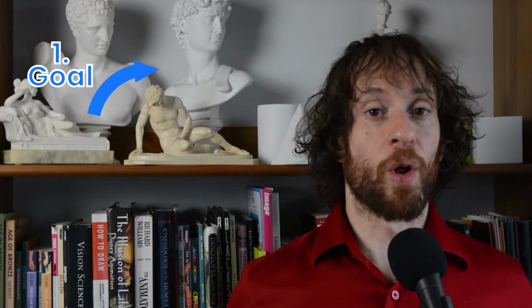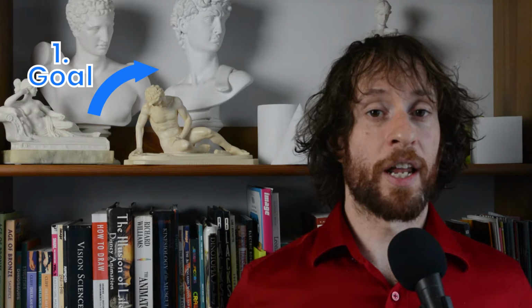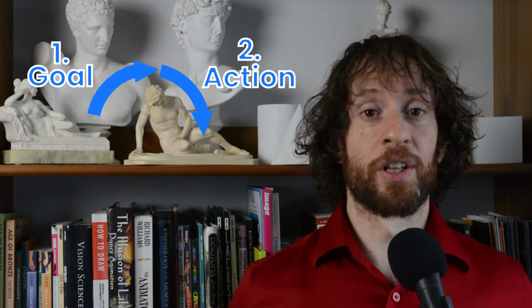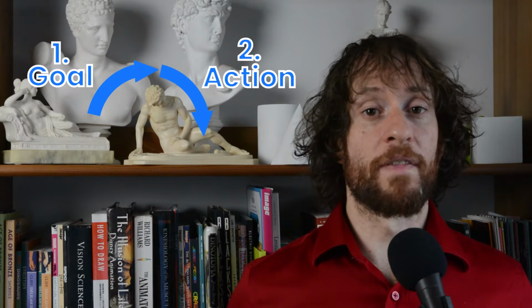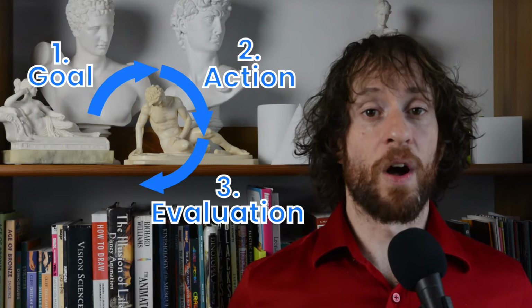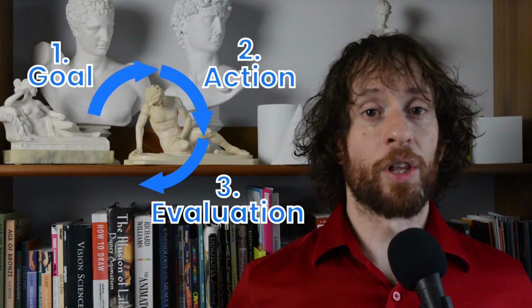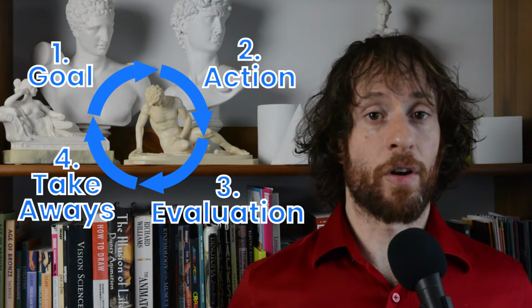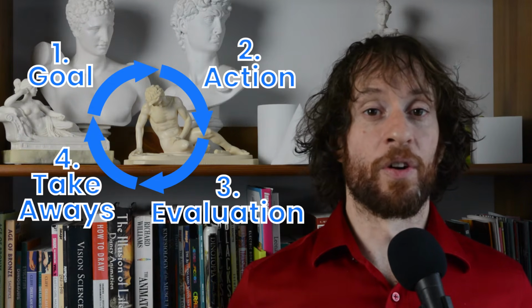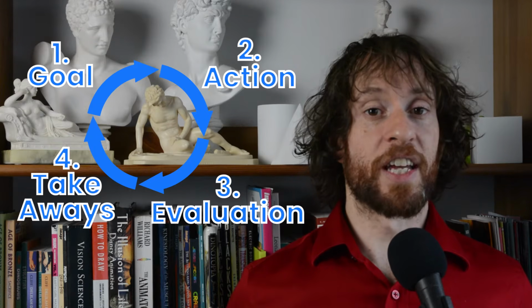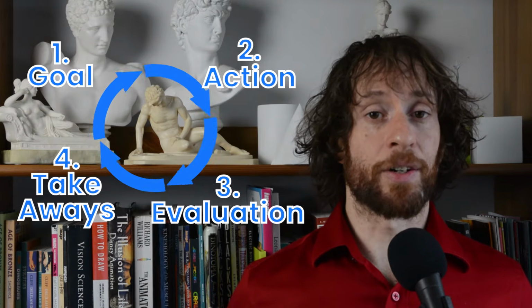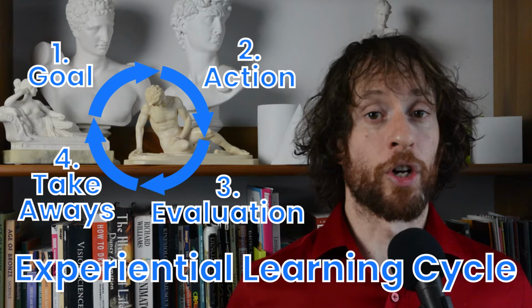We learn to draw through repetition in 4 stages. First, we have a goal or idea that we want to achieve in our drawing, and a loose plan for how to achieve it. Then, we put our plan into action and physically create the drawing. Next, we evaluate the results of our drawing by how well they met our goals. Finally, we look for any takeaways that we can learn from our drawing. What went well, and what can we improve next time? If we apply these takeaways to our next drawing, we create a cycle. This is called the experiential learning cycle.